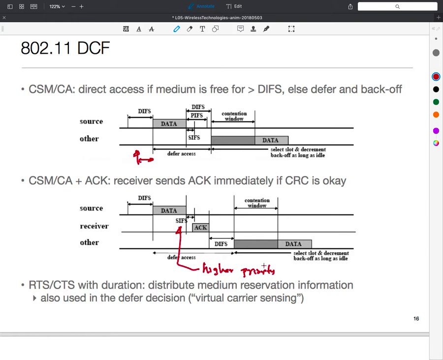There are many other modes. It's a very complicated protocol. So I'm not sure exactly how it is. Does the receiver, after getting the packet, wait for SIFS and then send the ACK? Or does it send the ACK within SIFS? It has to send it within SIFS.